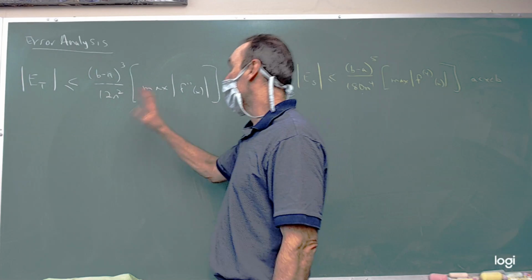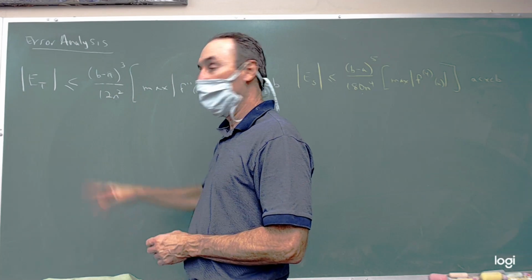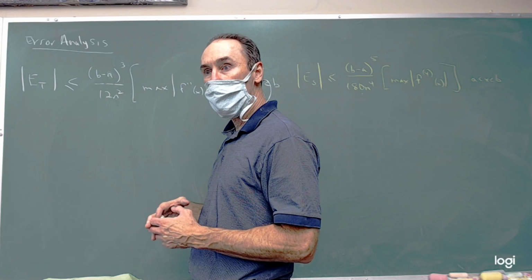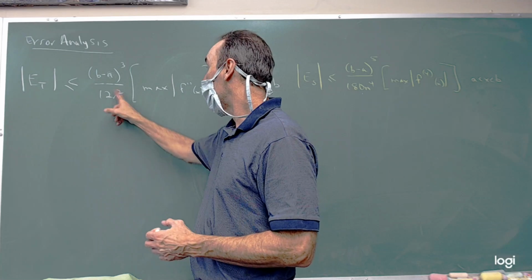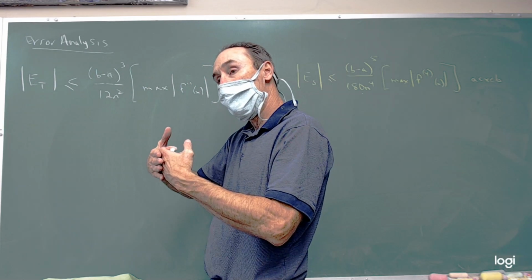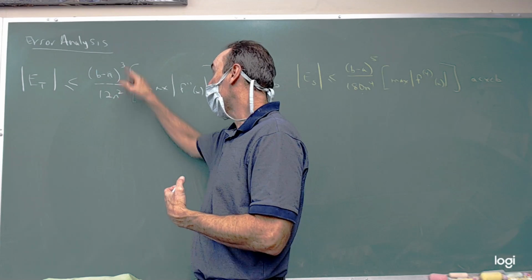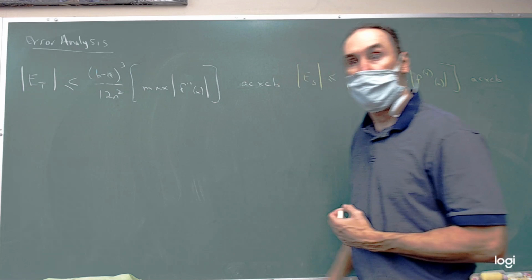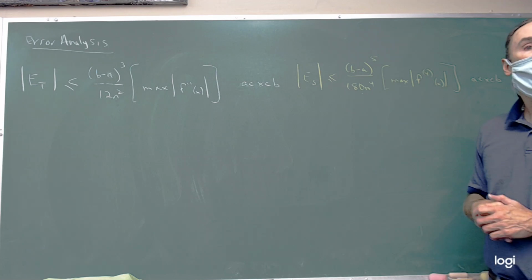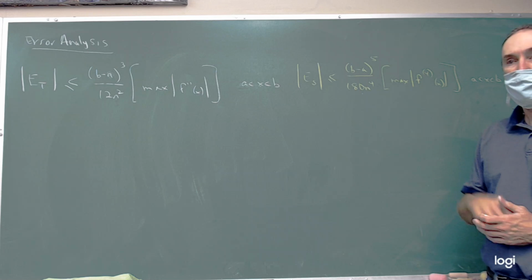Now, the error gets smaller the more subintervals we choose. So here n is the number of trapezoids. So the more trapezoids we make, the shorter the subintervals, the better the accuracy. So n goes up in the denominator, the error goes down. And in a bigger way with Simpson's rule, because now it's to the fourth power.